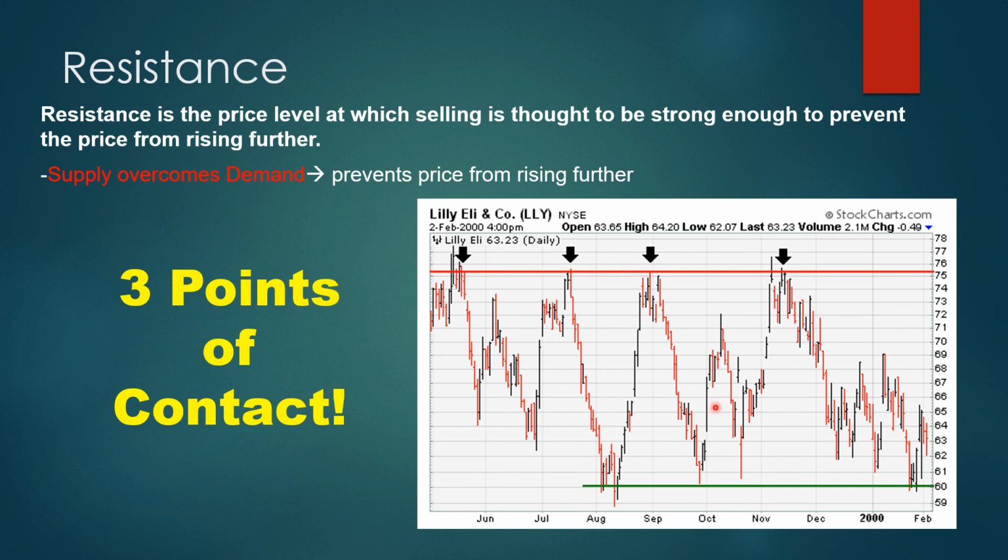Resistance, I just discussed it briefly a second ago, is when supply overcomes demand. So there's a supply of sellers up here that are willing to sell at $75. Now, buyers are unable to overcome the selling pressure at these points, and because of that, we move lower. Remember, we need 3 points of contact.